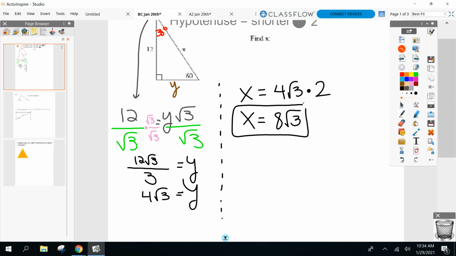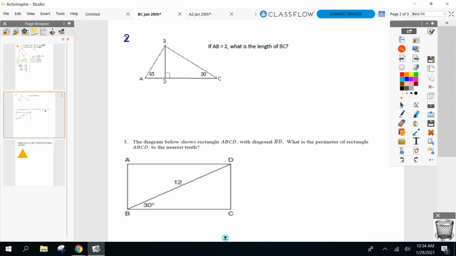All right, let's keep stepping it up. Number 2. Oh, love these. You've got a 45-45-90 and a 30-60-90 in the same diagram. So AB is 2. We need to get to BC, x. Well, we've got a problem, don't we? I've got the 2 in a 45-45-90, and the side I need to find is in a 30-60-90. So no shot we're going to go right from AB to BC in one step.